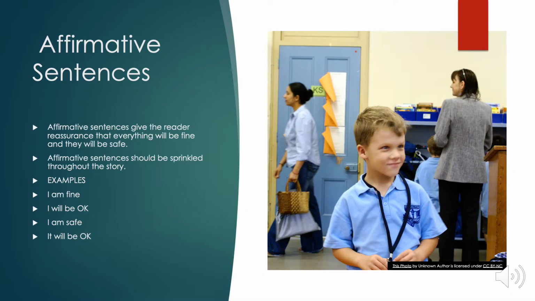Affirmative sentences. Affirmative sentences give the reader reassurance that everything will be fine and they will be safe. Affirmative sentences should be sprinkled throughout the story. Examples: I am fine. I will be okay. I am safe. It will be okay.